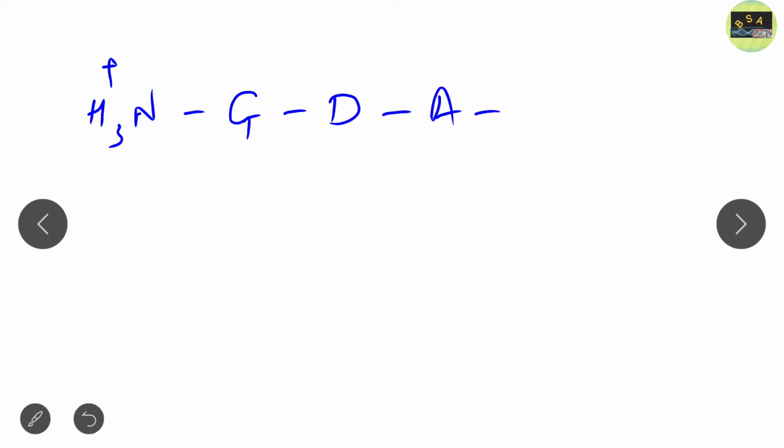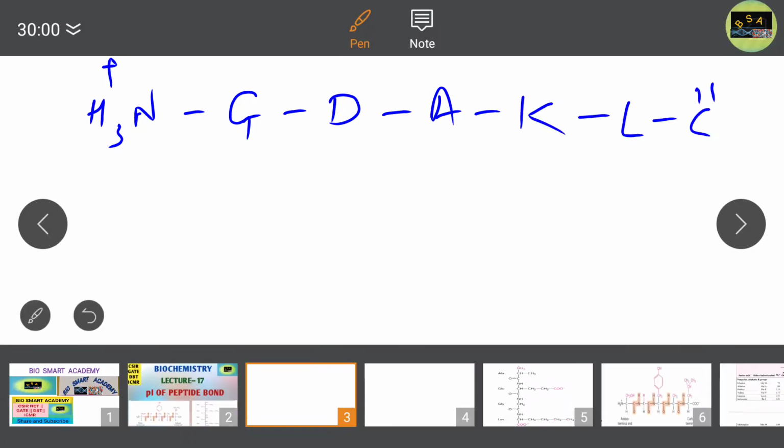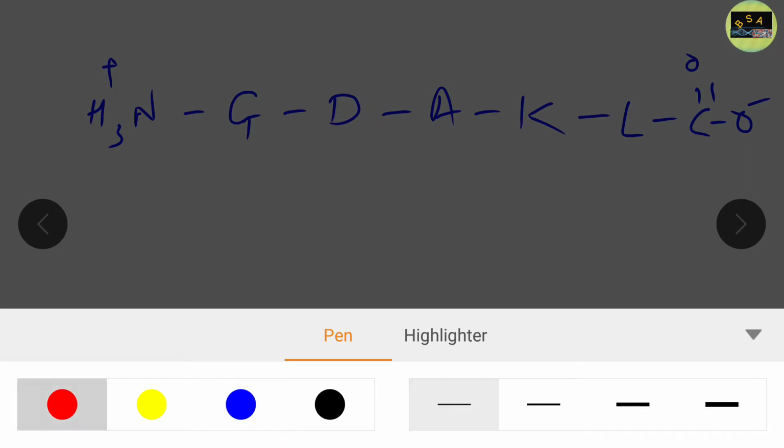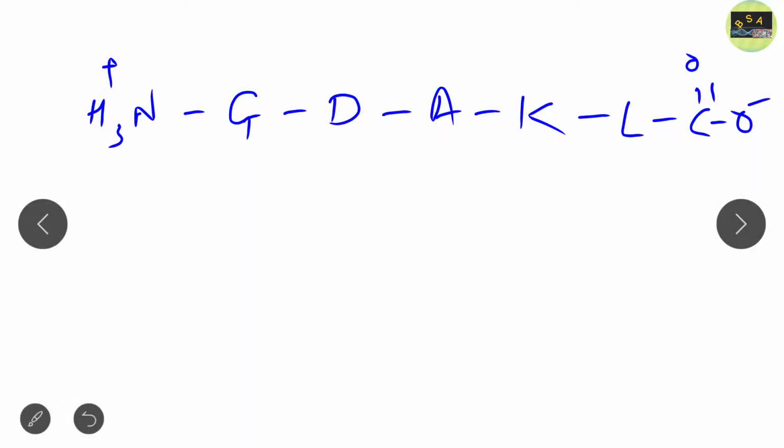Okay, this is ammonia and this will be a short peptide chain so that you get the concept more clear. This is the glycine, this is the aspartic acid, this is the alanine, this is the K, that is lysine, and this is the leucine, and this is the CO minus. Okay, clear? Now its pK1 value is 9, its pK2 value is 9.